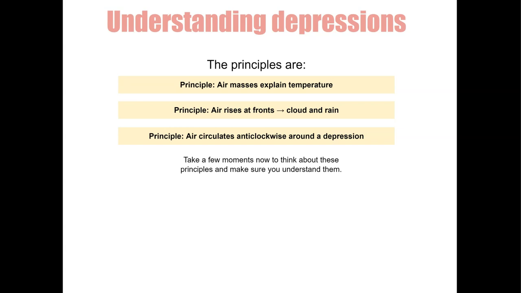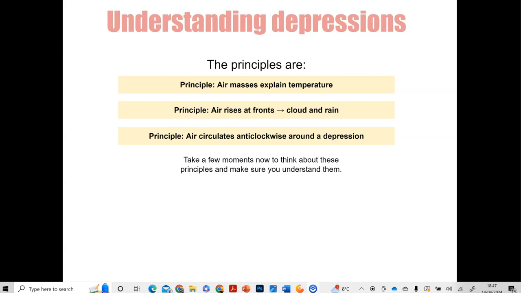Principle number 1. Air masses explain temperature. Now that's not going to come as a surprise to you, is it? Tropical maritime is warm. Polar maritime is cold. The clue is in the name. Principle number 2. The fronts is where you get the cloud and where you get the rain, because you're getting the air rising there at the fronts. More on that in a moment. Principle number 3, the air circulates in an anti-clockwise direction around a depression, and that's going to help us with our wind direction. Okay, so we're going to take those principles into the weather and help us to understand them.